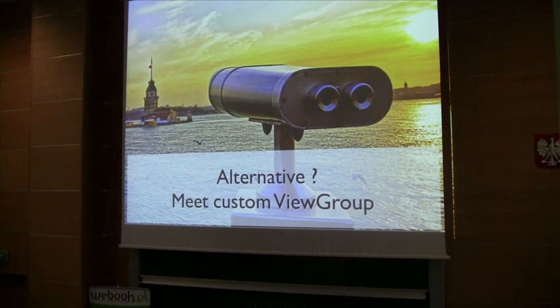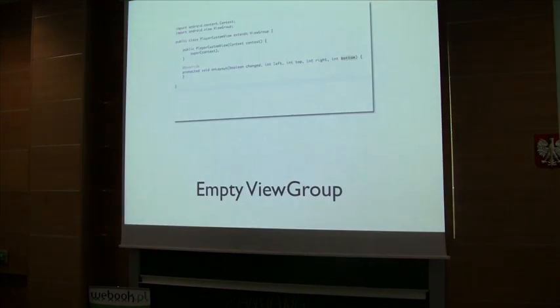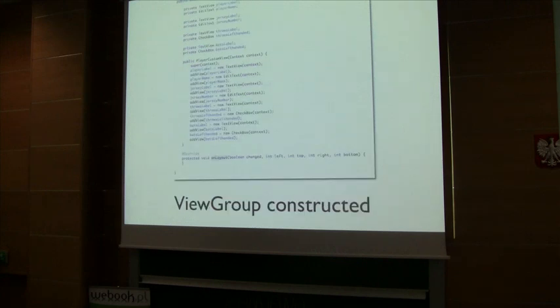For that, we have to reuse this ViewGroup class. I don't know, hopefully some of you are familiar with it. Let's go into some details. If you override this class, you get an empty implementation. It's something about details of a player's name and jersey number. So you just put something into the constructor.